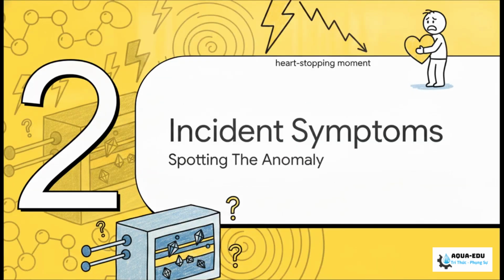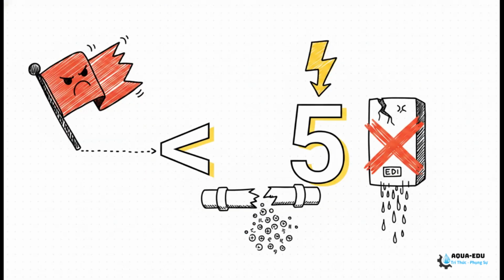Section 2. Incident symptoms and recognition, the anomaly. Okay, so we know how it's supposed to work, but what happens when it just doesn't? Let's talk about that heart-stopping moment in the control room. Boom! Right here, this is your ultimate red flag.